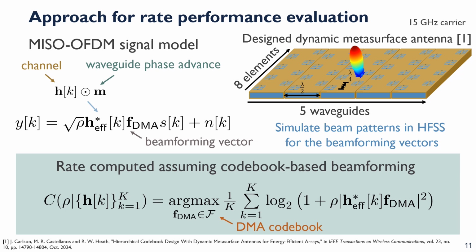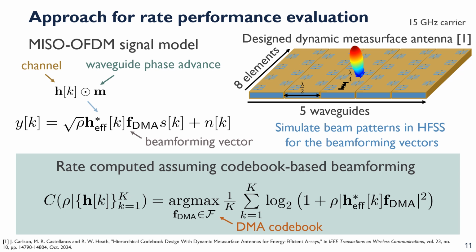Then the rest is very typical and consistent with other signal processing work, where we have our SNR, our desired symbol, and our noise. Then to calculate our spectral efficiency for our dynamic metasurface antenna, we'll use the equation listed on the bottom, where our beamforming vectors are going to be coming from a DMA codebook that we're going to design, which is going to be a DFT codebook. For a MISO OFDM signal model, we'll be summing the log2 term over all the different subcarriers, and so to calculate our final spectral efficiency, we'll be doing that for the code word within the DMA codebook that maximizes the spectral efficiency at all the different subcarrier frequencies.